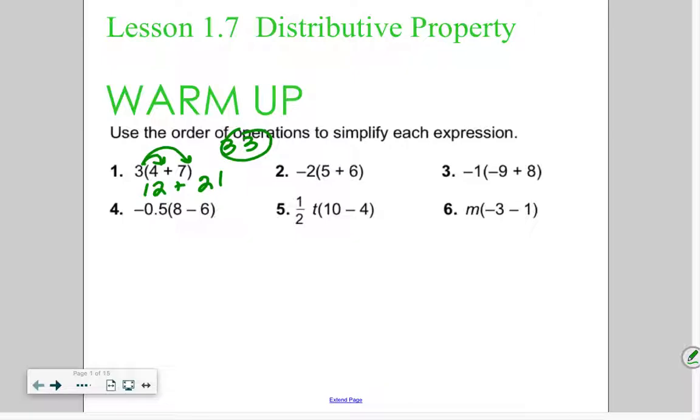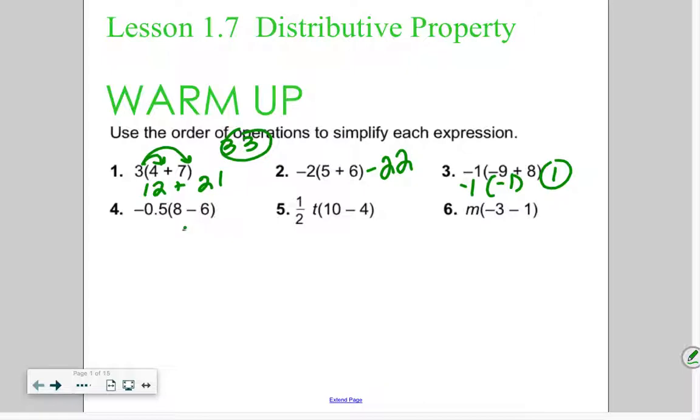So today you're going to have a variable inside of those parentheses that you're going to have to use. In number 2, 5 plus 6 times negative 2. Negative 22. Number 3, a negative 9 plus 8 inside parentheses. And a negative 1 times a negative 1 is positive 1. Down here, negative 5/10 times 8. What is half of 8? 4. So a negative times positive would be a negative 4. Or you could have done 8 minus 6 inside instead of doing the distributive property.